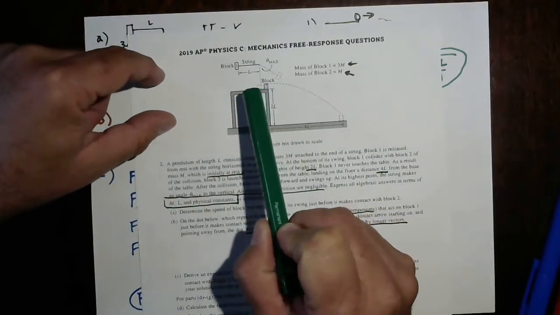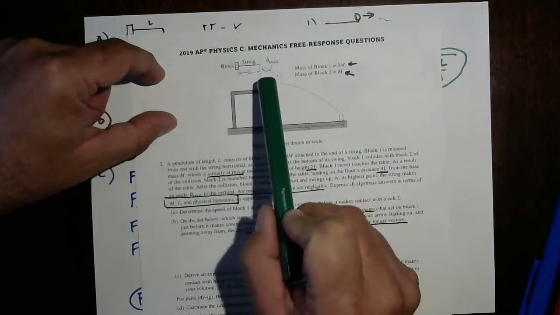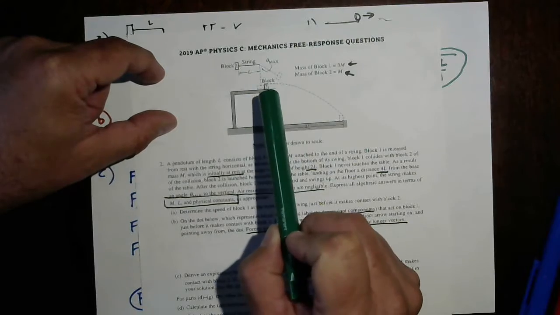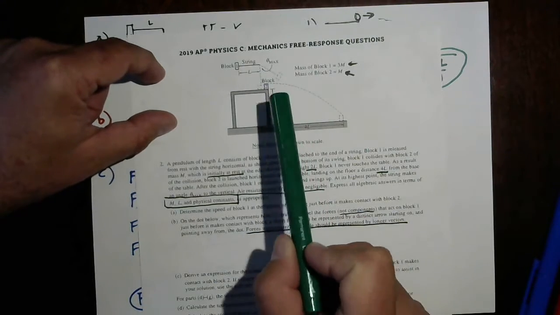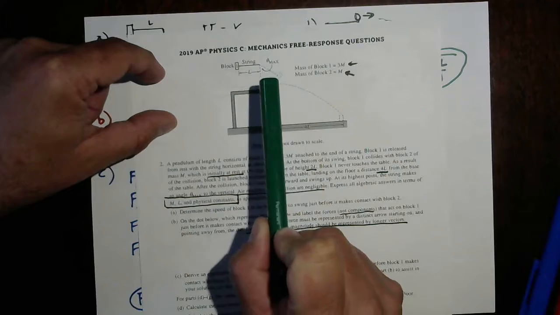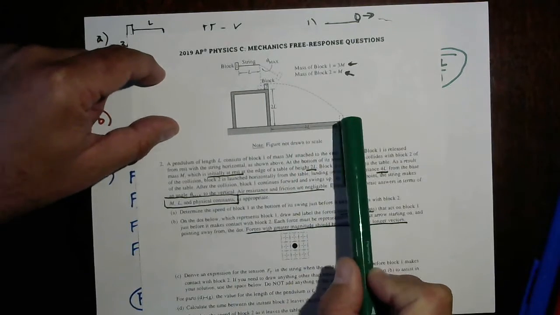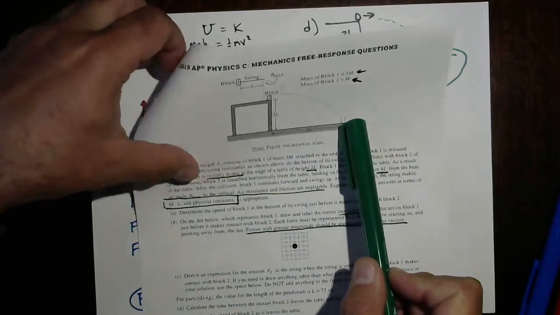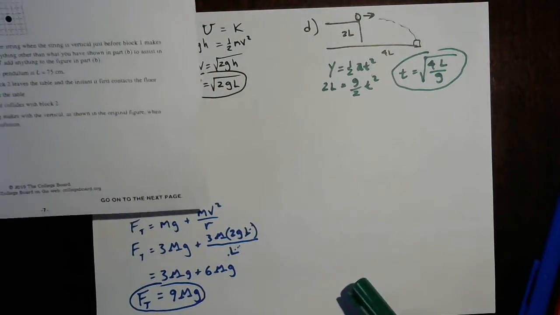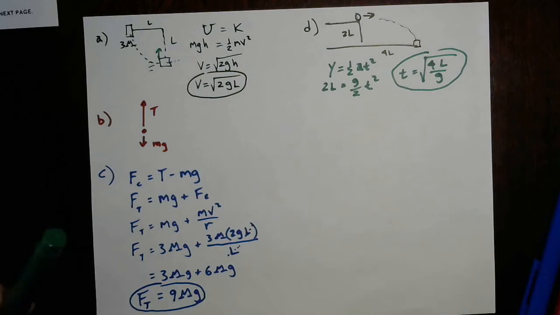Now, when I initially saw this problem, I thought we're going to do a collision here, like a perfectly elastic collision or something like that. But no, what we have is we're going to figure out how fast block 1 was going before it hit block 2. We're going to figure out how fast block 2 is going after the collision from where it lands on the floor, and then we're going to do other stuff to figure this out. So we need the speed of block 2 as it leaves the table.